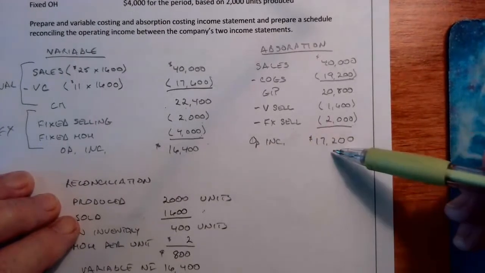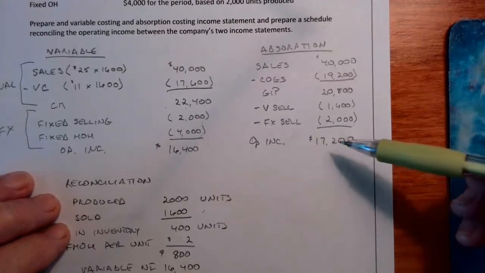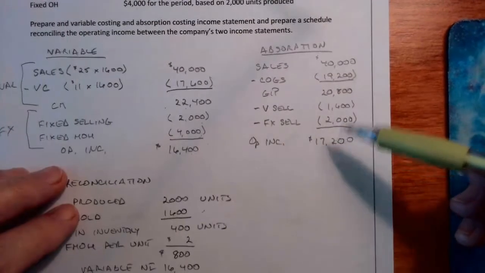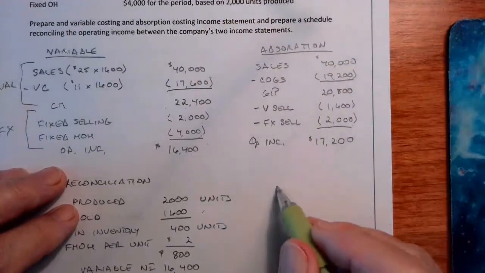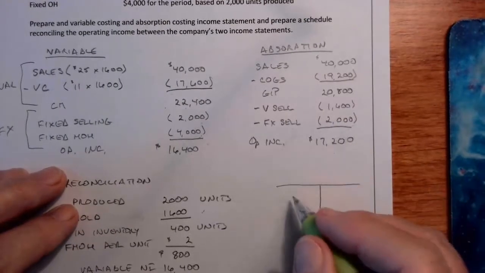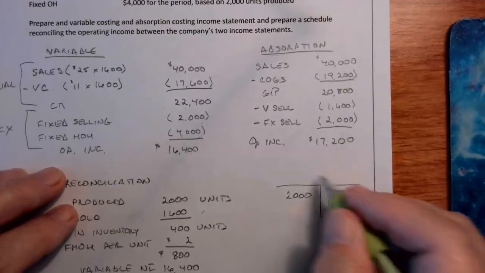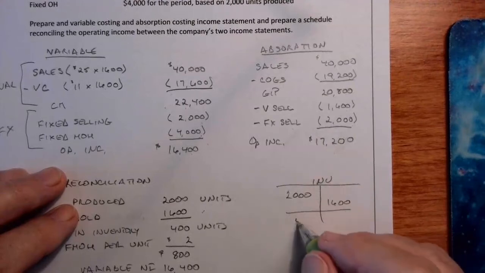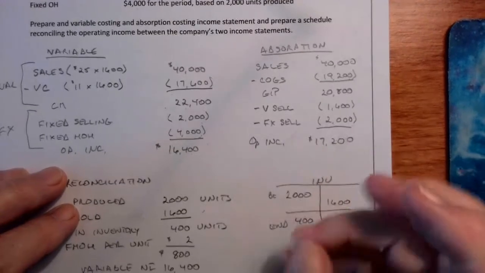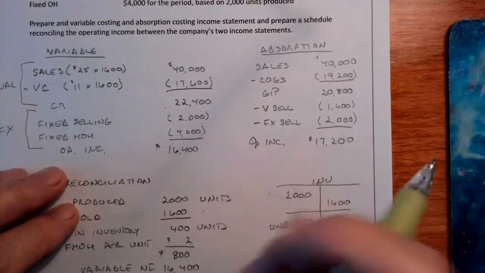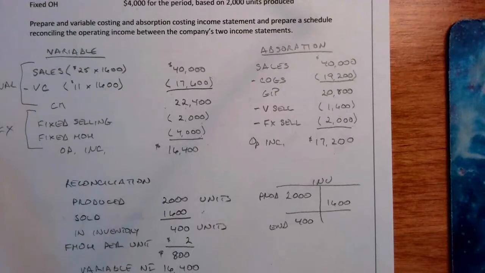So there's a difference between the two because of the fixed manufacturing overhead that's attached to units in inventory. Okay, we produced 2,000 and we sold 1,600. So if we did a quick T account here, we produced 2,000 and 1,600 are sold. This is inventory. So I've got 400 in ending inventory. First year of operation, so we don't have any beginning inventory to worry about.